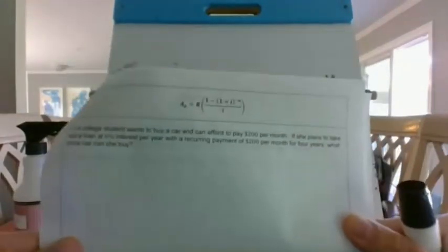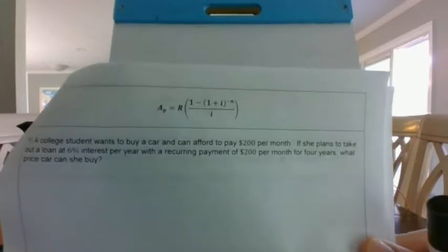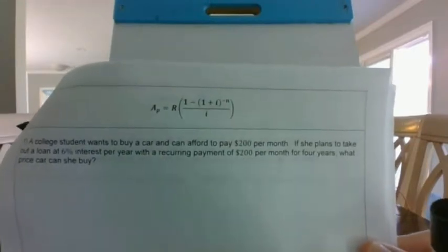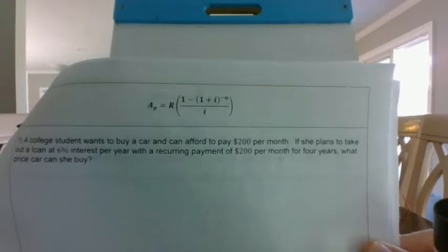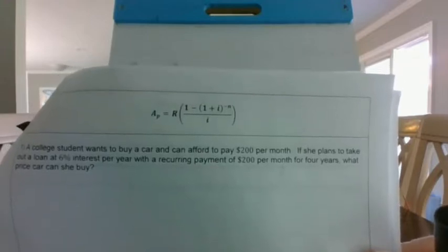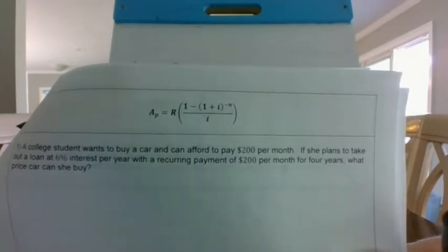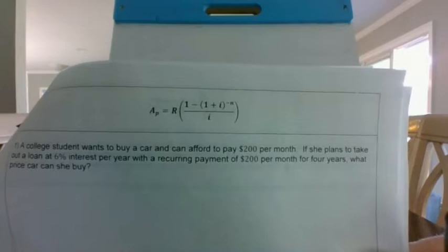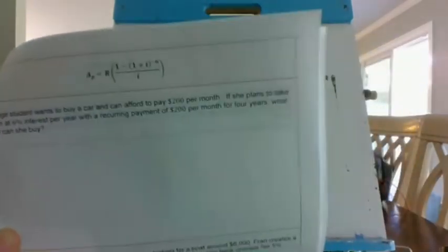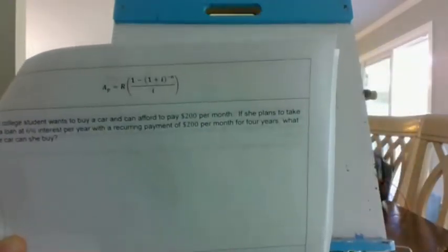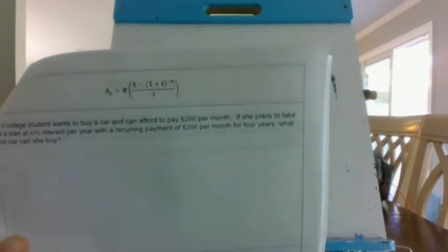All right, so let's look at another question. Let's look at page 39. Number one says, a college student wants to buy a car and can afford to pay $200 per month. If she plans to take out a loan of 6% interest per year, with a recurring payment of $200 per month for 4 years, what price car can she buy? This is a good thing to think about: what can you afford per month, and what's your price range for the type of car that you can actually purchase? So let's look at this question and see what this student can afford.